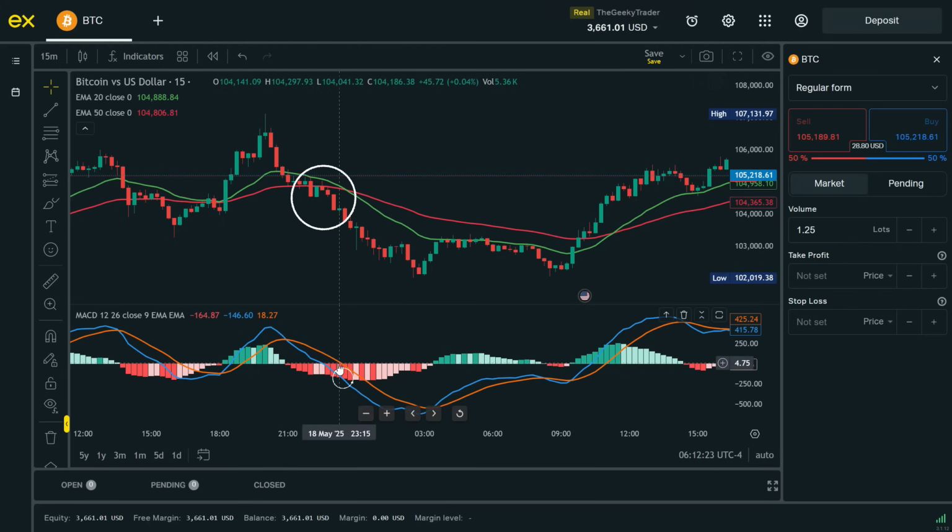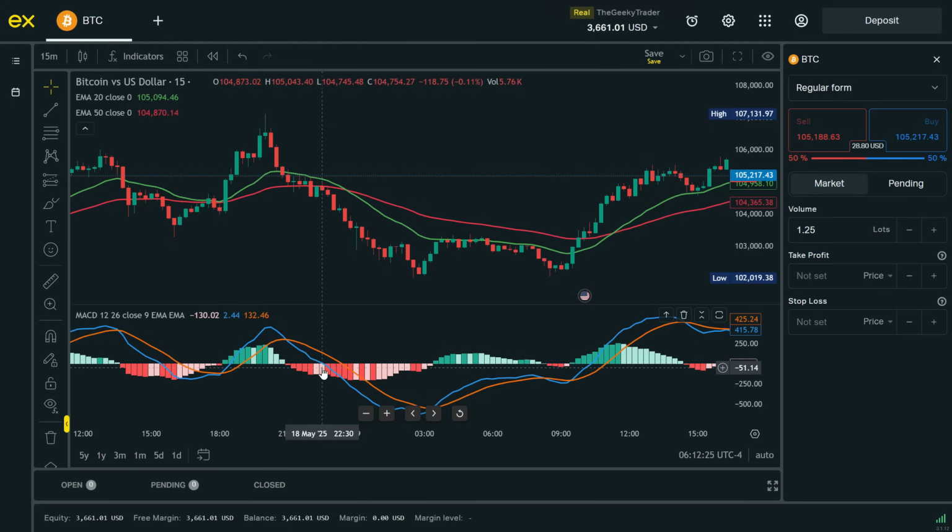Step 2, at the same time, glance at the MACD indicator. We want the MACD blue line to cross below the 0 level. This confirms bearish momentum and strengthens our conviction to go short. When both conditions are met, price below the 50 EMA and MACD blue line below 0, that's our signal to enter a sell position. Now let's talk about protecting our capital with a smart stop loss.